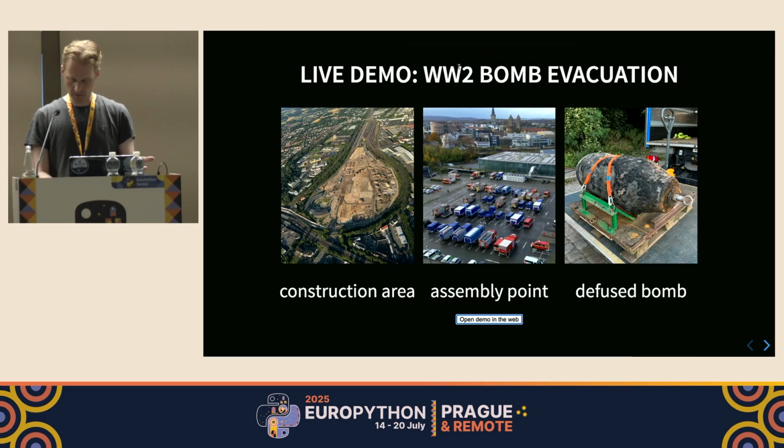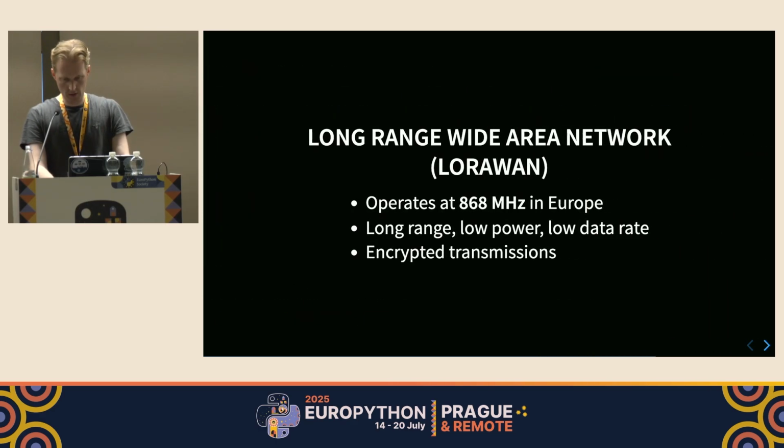But for the whole mission, it would be helpful to have a live view of all the units' positions. So let me now switch gears and let me present the infrastructure that I'm currently developing for my situation map. This is why I'm considering integrating LoRaWAN into this system. LoRaWAN operates at 868 megahertz in Europe. It is designed for long-range, low-power and low data rate applications. All messages are encrypted.